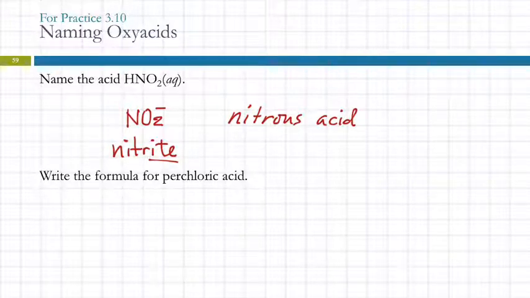You have to identify what the oxyanion's name is, change the ending, Rick ate him before he could bite us, and then slap the word acid on the end.